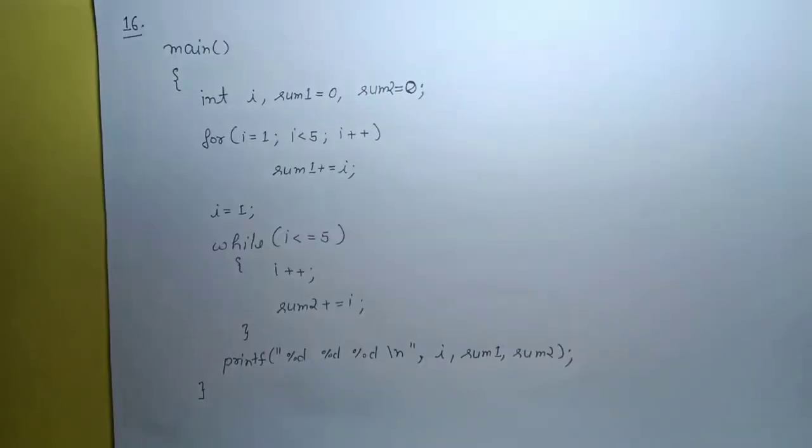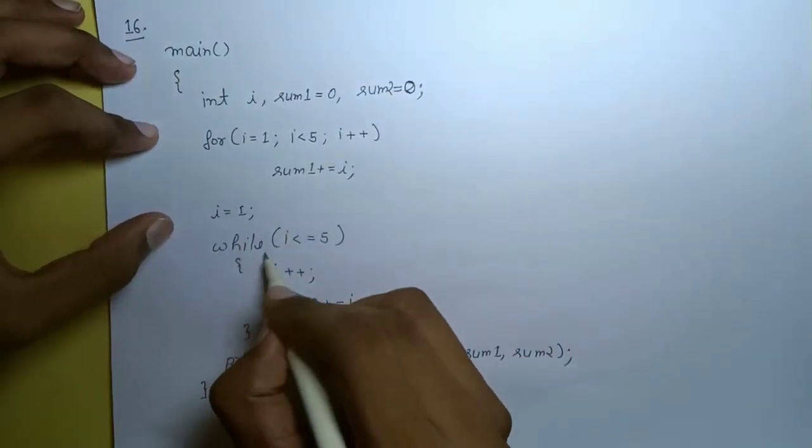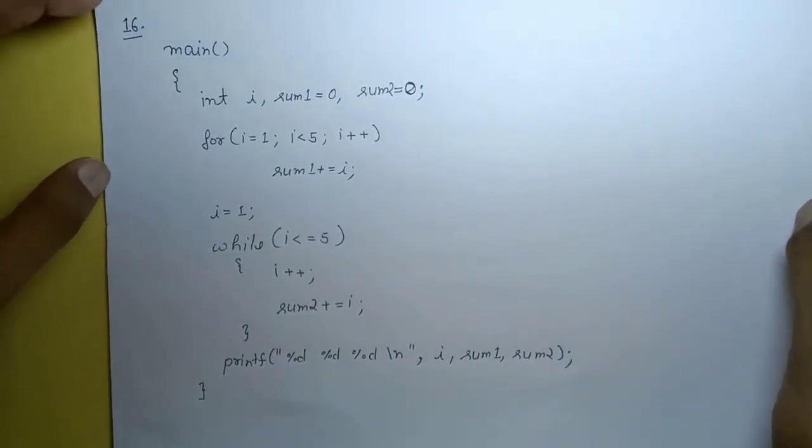Okay guys, let's see the solution. In this question also we are using two loops, but they are not nested. One is a for loop and the second one is a while loop. There is not any new concept in this question, but it is a very interesting question, you will see.